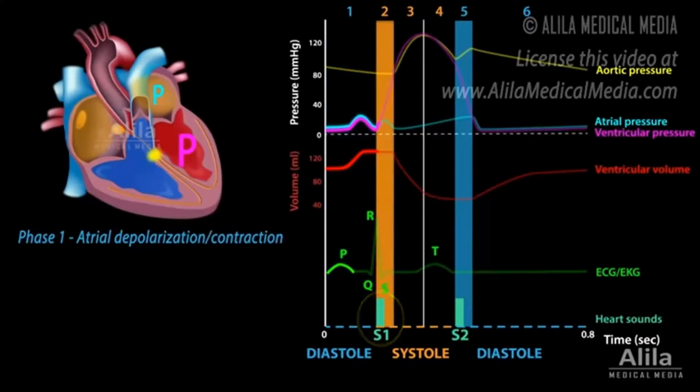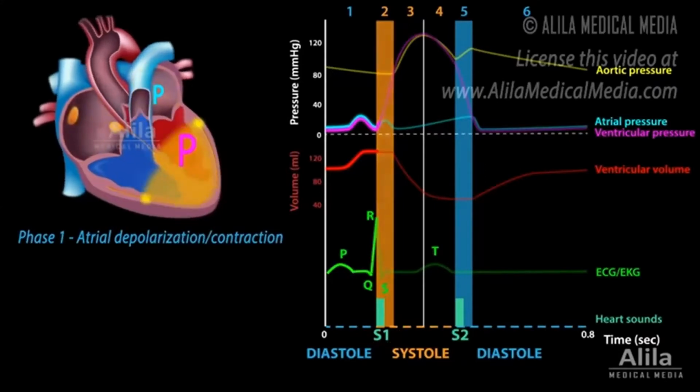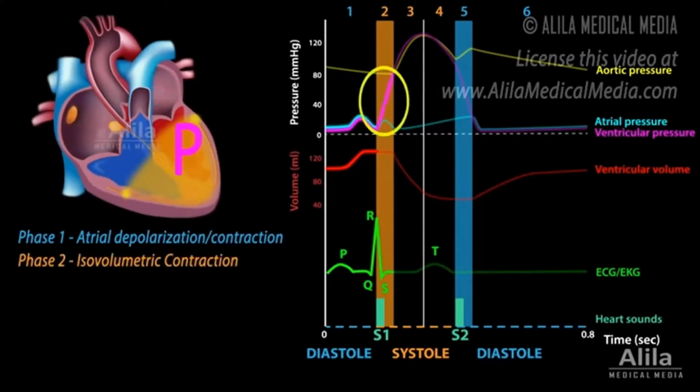At this point, ventricular depolarization, represented by the QRS complex, is halfway through, and the ventricles start to contract, rapidly building up pressures inside the ventricles. For a moment, however, the semilunar valves remain closed, and the ventricles contract within a closed space. This phase is referred to as isovolumetric contraction, because no blood is ejected and ventricular volume is unchanged.